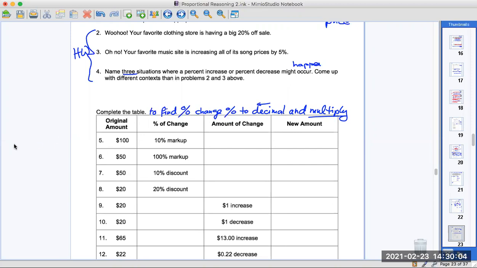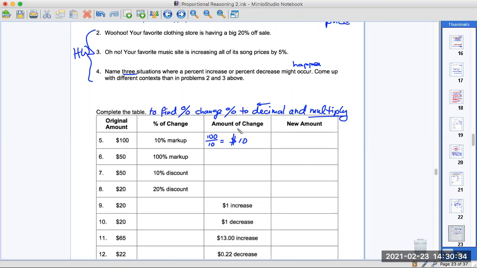Yes, 2 to the left. We're changing percent to decimal, 2 to the left. And then you multiply with your original price. So if it gets a little harder, some of them you can do in your head, like 10% of 100 is simply 100 divided by 10, which is $10. So $10 is 10% of 100.